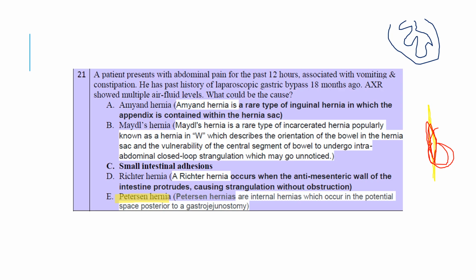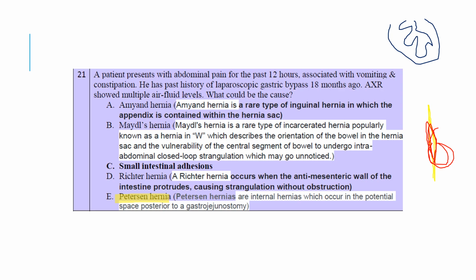Now we'll see this question and some terms related to hernia. Patient presents with abdominal pain for the past 12 hours associated with vomiting and constipation. So that means it's an obstructed hernia. He has past history of laparoscopic gastric bypass 18 months ago. Chest X-ray showed multiple air fluid levels.